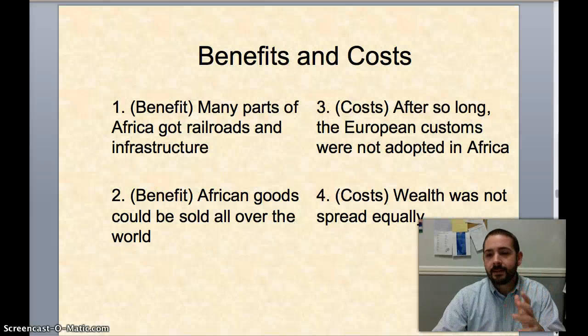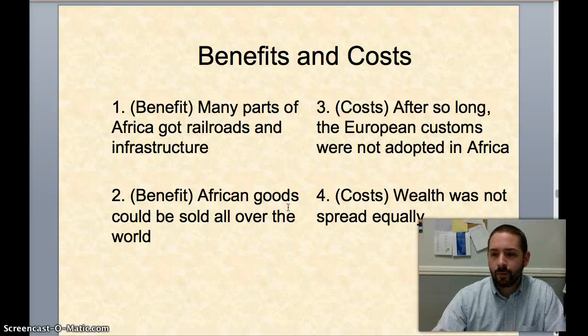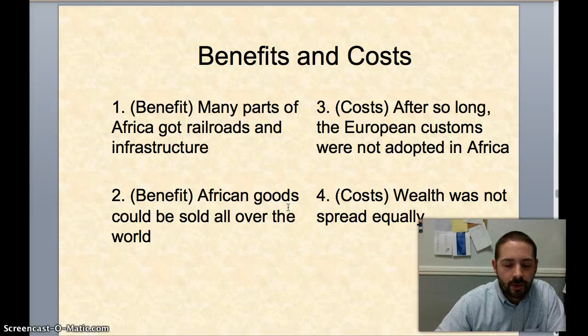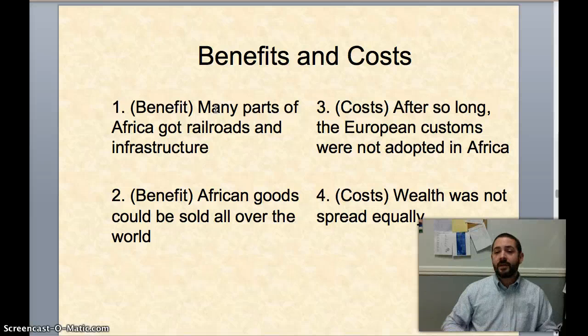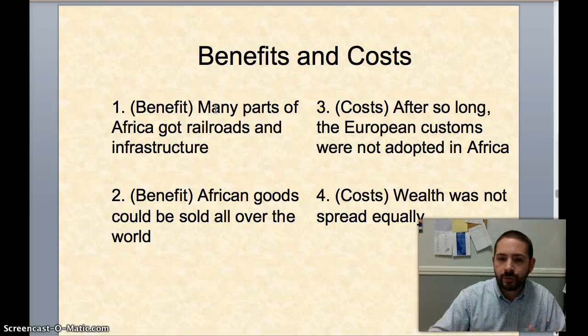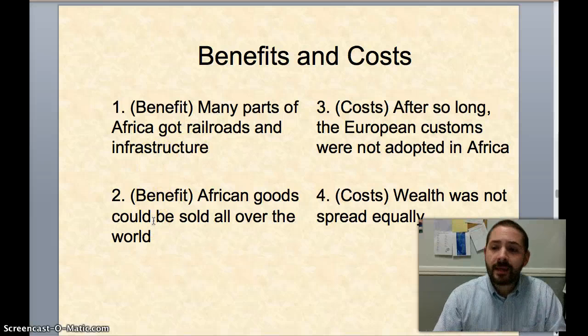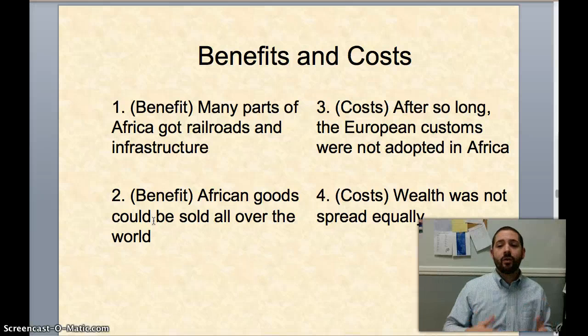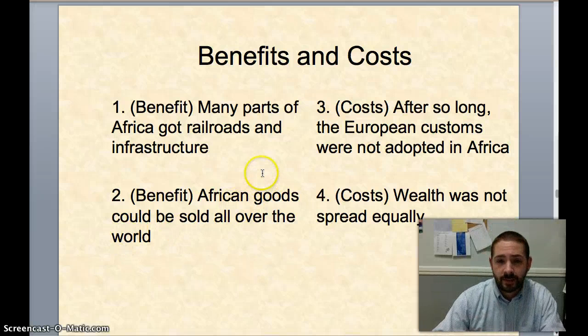It's mixed. So I do a cost-benefit analysis here, and anybody who goes into business will know about cost-benefit analysis. So there are benefits to the Africans. Many parts of Africa get railroads and infrastructure. They get new roads, canals, things like that, built for them by these European governments. They also get African goods being sold all over the world. So people get to know about the great things Africa is producing.